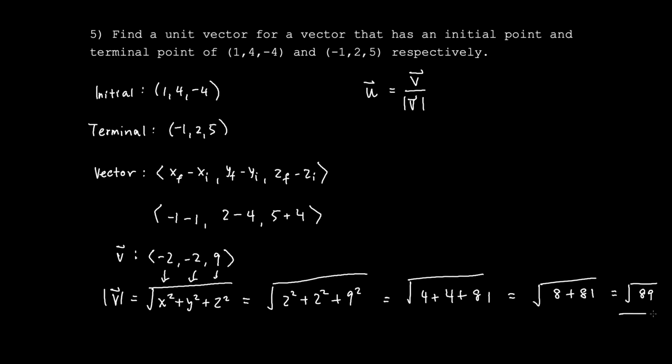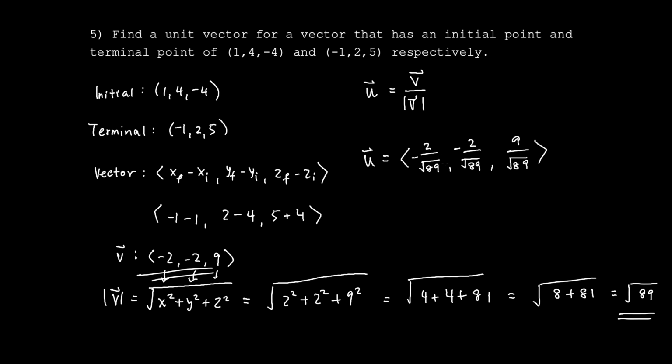Now, since we have our magnitude and we have our vector, we can plug it into the formula of the unit vector and find what it is. So our unit vector will equal each of the vector's components divided by the magnitude. So we'd have -2 over the square root of 89. We have -2 over the square root of 89. And we have 9 over the square root of 89.